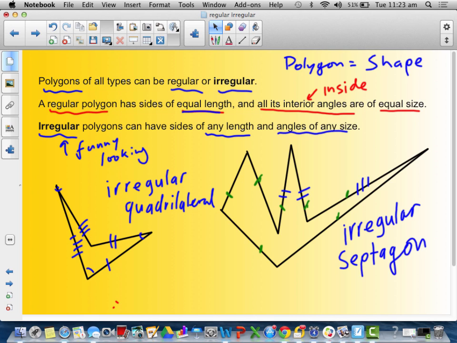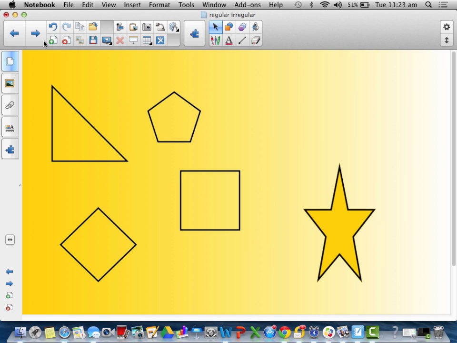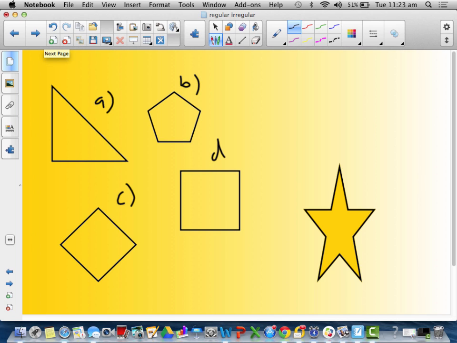I think you've got an idea. I think I might even have a task for you to do. Okay, guys, I'm going to label these A, B, C, D, and E, and I would like you to have a go at telling me whether they are regular or irregular. I'll pause the video while my students are working.